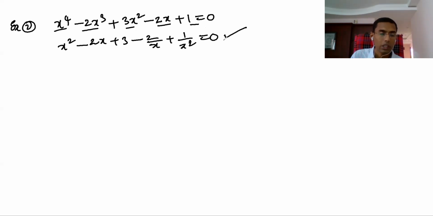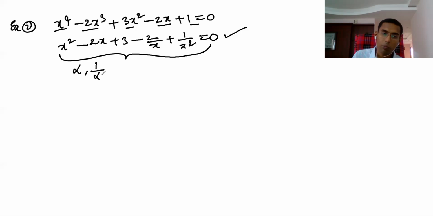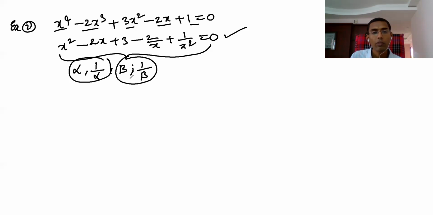Now you know how to solve like this. But understand, here 4 roots will come. What are the 4 roots? If alpha is a root, 1 by alpha becomes a root. If beta is a root, 1 by beta becomes a root. So the roots will be like this: alpha, 1 by alpha, beta, 1 by beta. So definitely these will be the roots. That is the reason the product of the roots automatically becomes 1. You see, you have here 1. Product of roots will become 1.